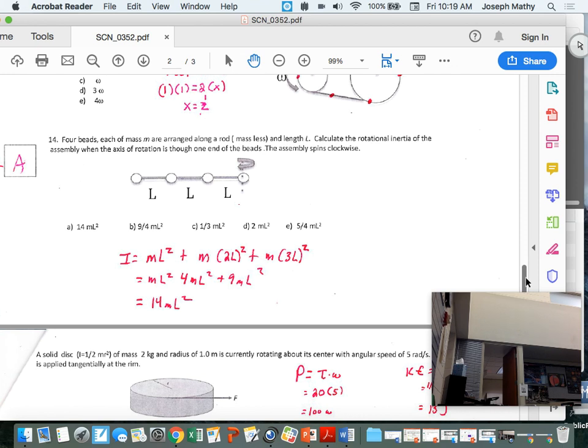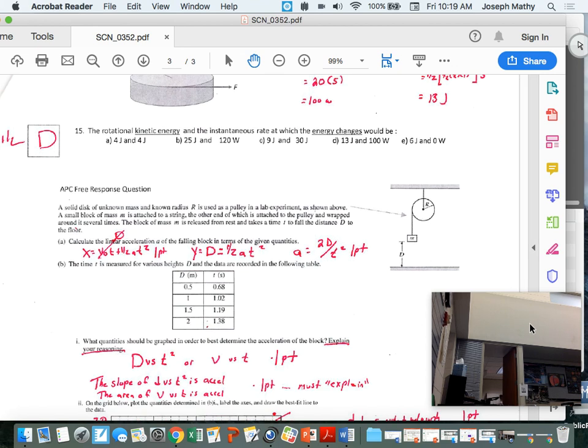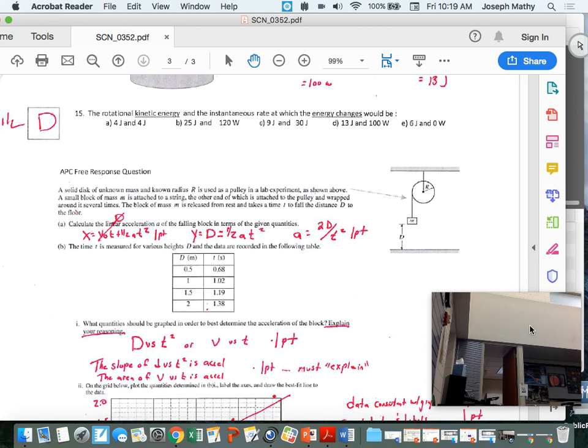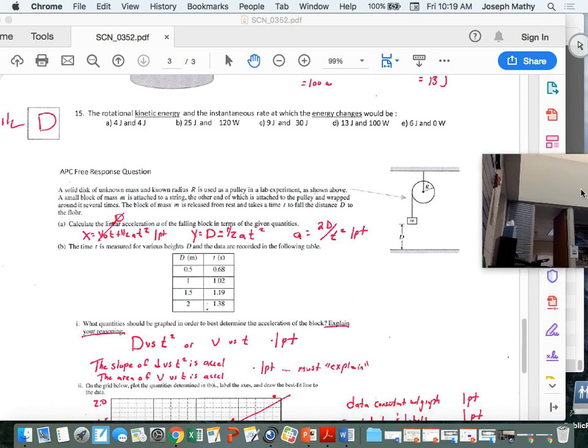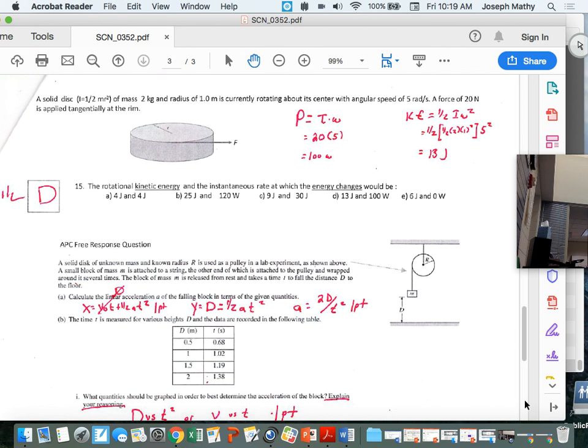It just worked out that way. That's not intentional by any means. I'm not that clever. And then for 15, oh, sorry, for 15 I solved. There. I used power in the kinetic energy equation for 15.